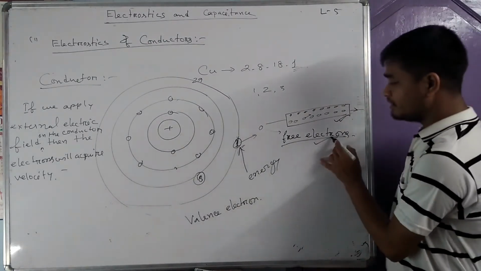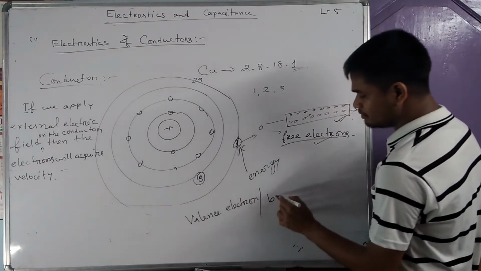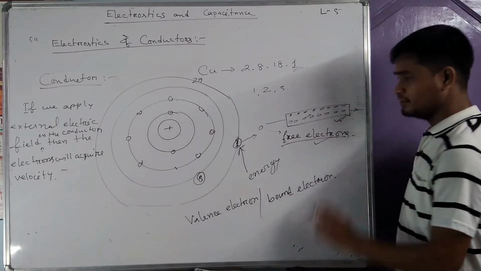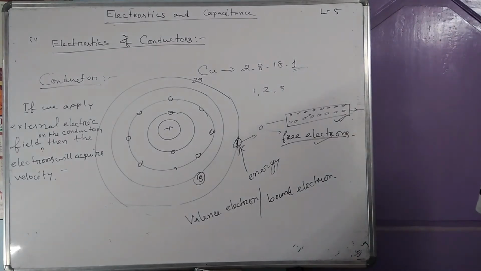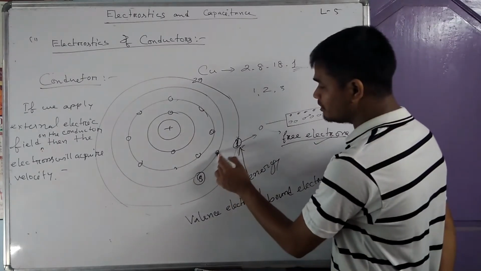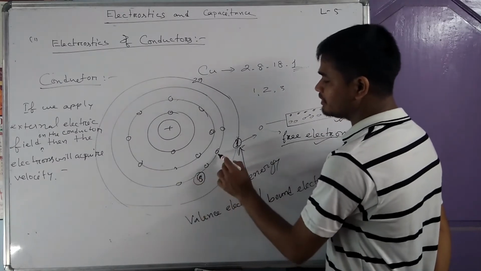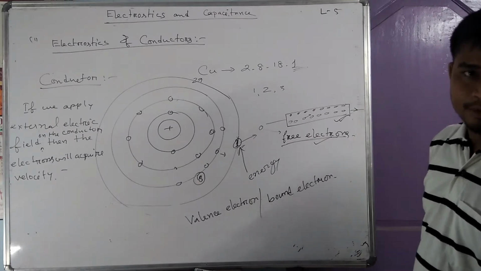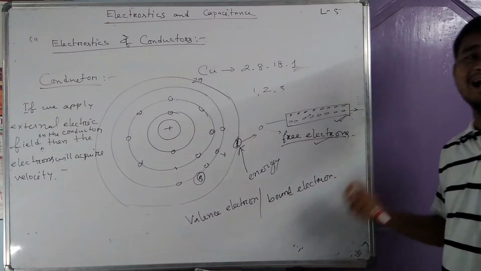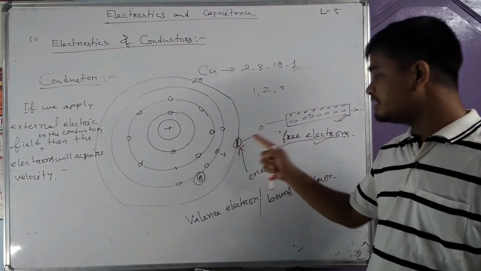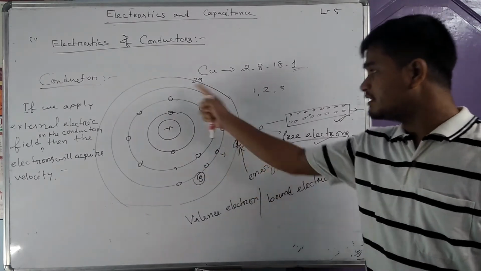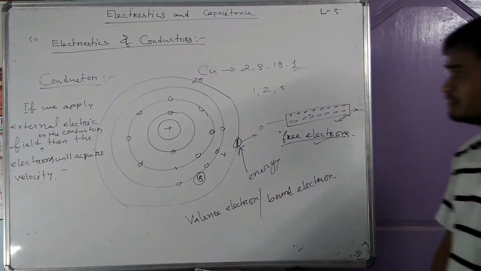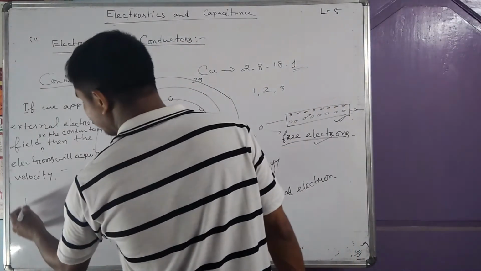These are called free electrons, and these are called valence electrons, bound electrons, which are bound in the shells. Because here 18 electrons are there, we will not be able to eject these electrons out. It is possible, but very high energy is required to remove these electrons from the inner shells. Clear? These are conductors. Now we are moving to non-conductors.